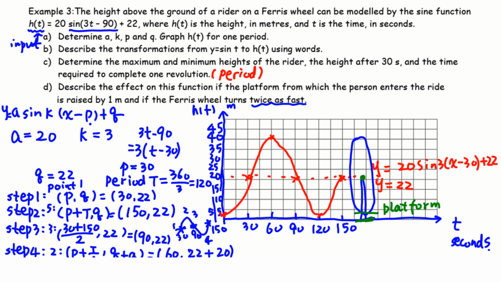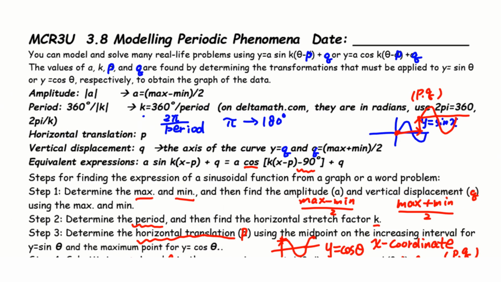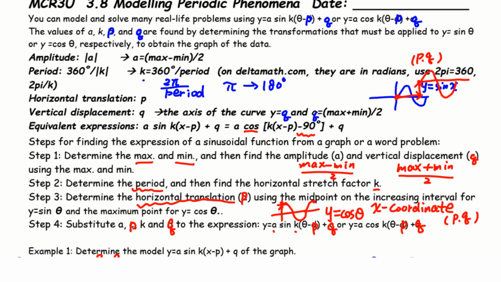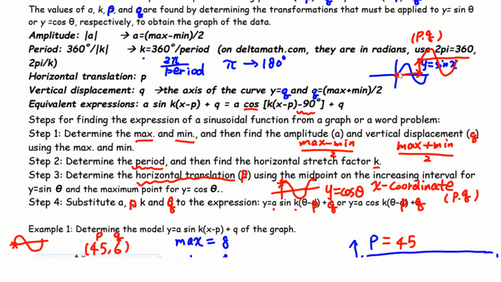What we have covered is, from the given information, if a graph is given, then you use the maximum minus minimum, divided by 2, to find the amplitude, and the k value is 360 divided by period. The q value is the middle of the graph, maximum plus minimum divided by 2. For the p value, it depends on the starting point on the graph. So for the sine graph, the starting point is the midpoint on the increasing interval. So you look for that on the graph, that point, the value is p comma q.